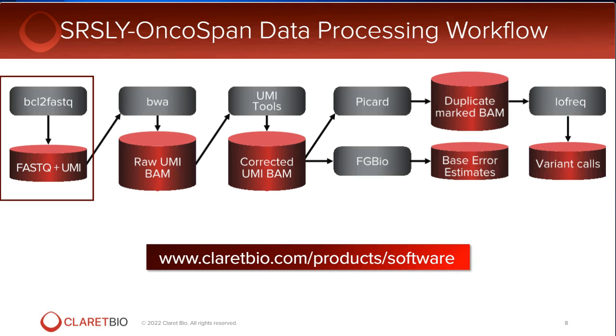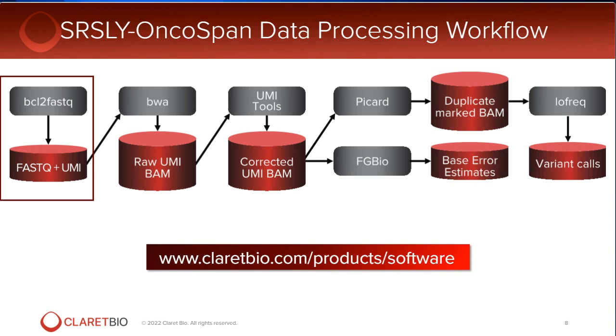We have free software to do this, which is located on this site, ClaretBio.com, under our software products, and we have a few other software tools there, so please check that out. After using the SRSLY UMI demultiplexing software to create the FASTQs with the UMIs, mapping was performed with BWA MEM, which gave us the raw mapping with the UMIs in there. UMI-tools was used to do edit distances for the UMIs in the sequences and correct the UMIs themselves.